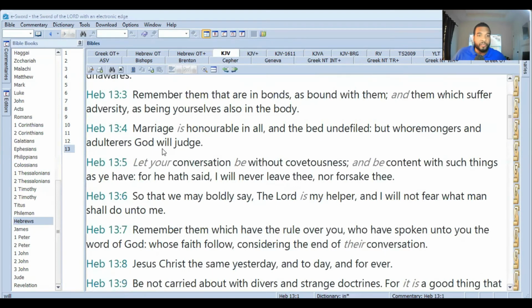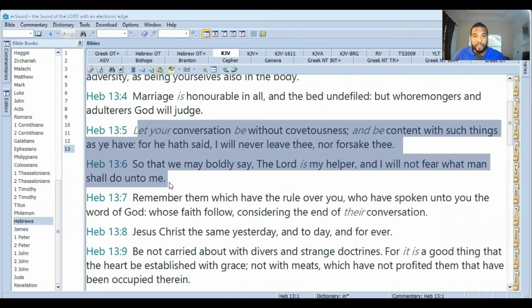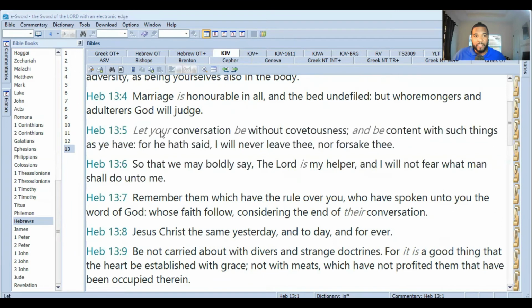So Hebrews chapter 13, looking at verse 5 and 6. Look at what it says. Let your conversation or your conduct be without covetousness. Be content with such things as you have. For he saith, I will never leave you nor forsake you.